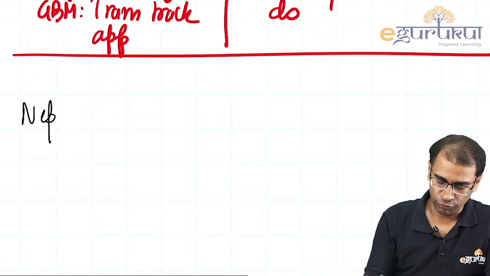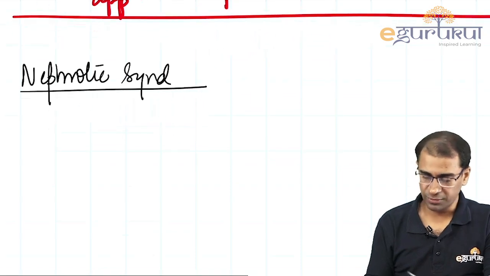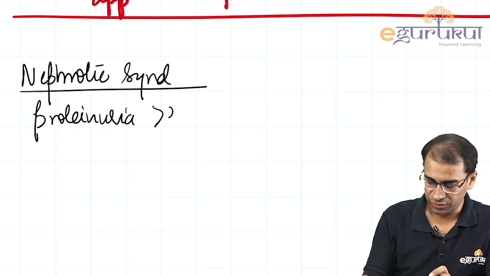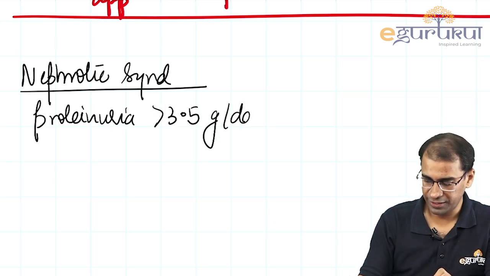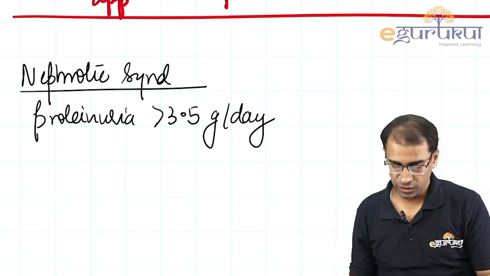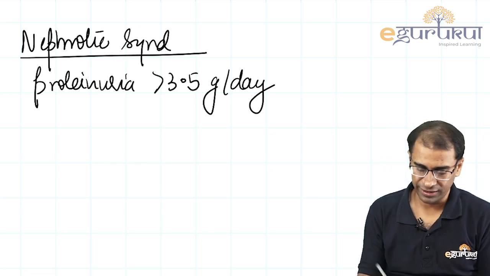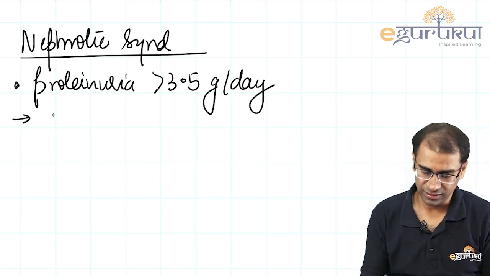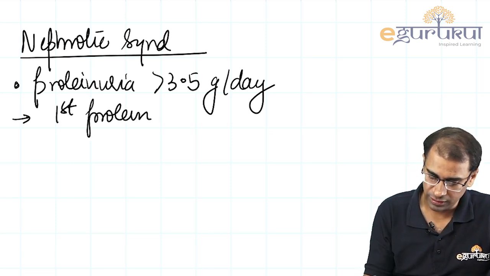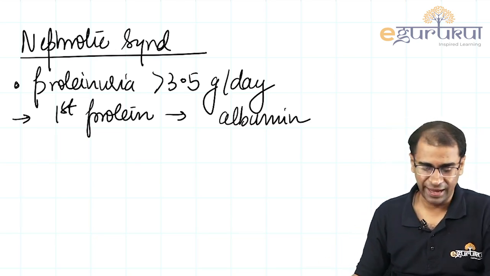We now move to nephrotic syndrome, okay. The finding that you must remember here is proteinuria is very severe, proteinuria is heavy, more than 3.5 grams per day. Along with this heavy protein getting lost in urine, you also find some findings. The first protein lost in urine is the albumin, okay, albumin.